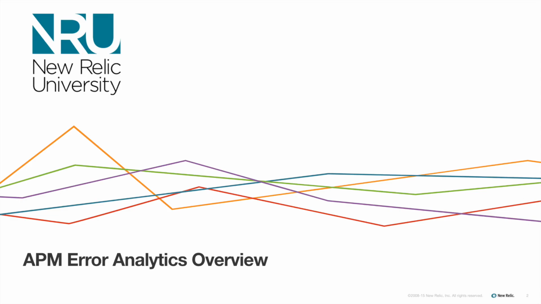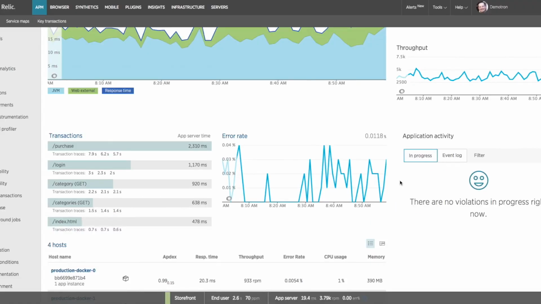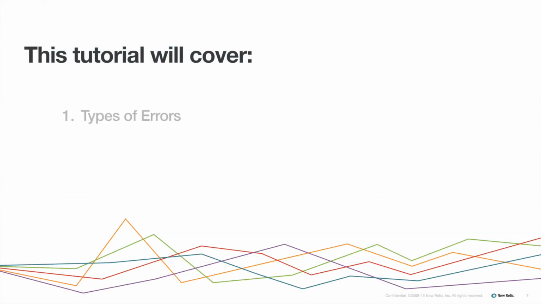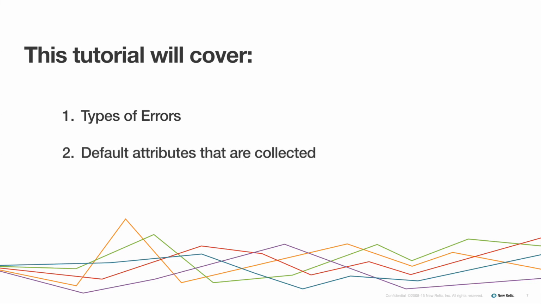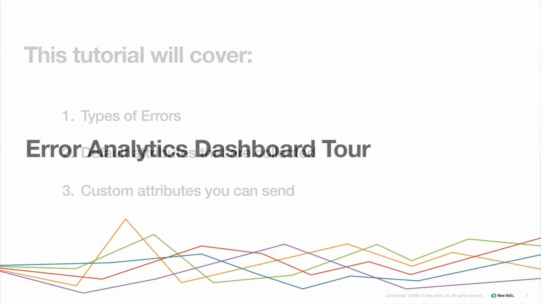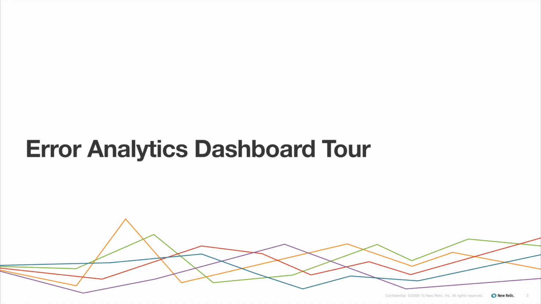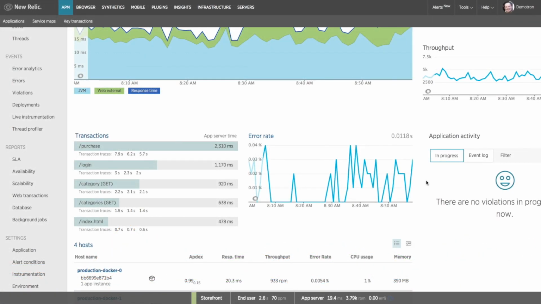The Error Analytics dashboard in New Relic APM is designed to help you quickly troubleshoot unhandled exceptions in your application. We'll show you the types of errors that have occurred and in which transactions they have happened, as well as a set of attributes that we automatically collect about each error, and custom attributes that you can send from your application, like username or account number, to help you analyze those errors and figure out which of your customers are impacted. So in this video, we'll take a quick tour of New Relic's Error Analytics dashboard.